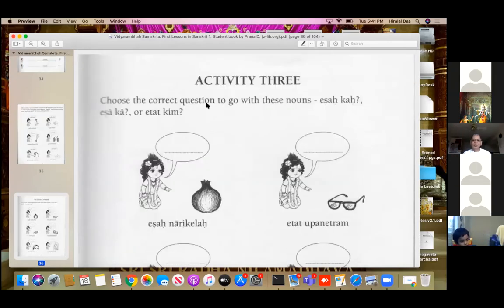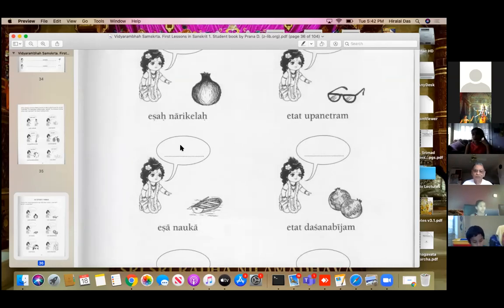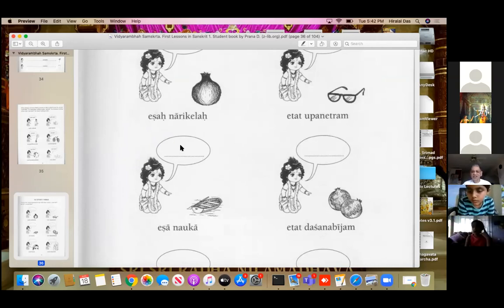Now you're going to use it here. Choose the correct question to go with it. You have to use एषः कः? What about here? एतत् किम्? Very good. Okay, what do you use here? Esa nauka, नौका. Esaka.